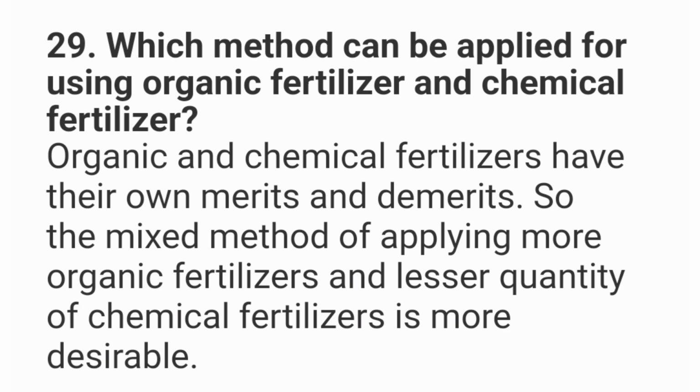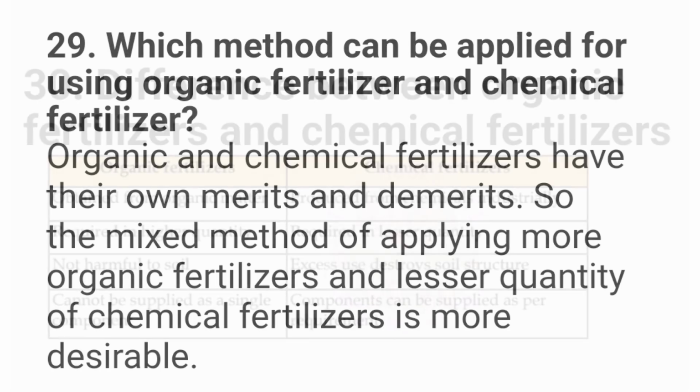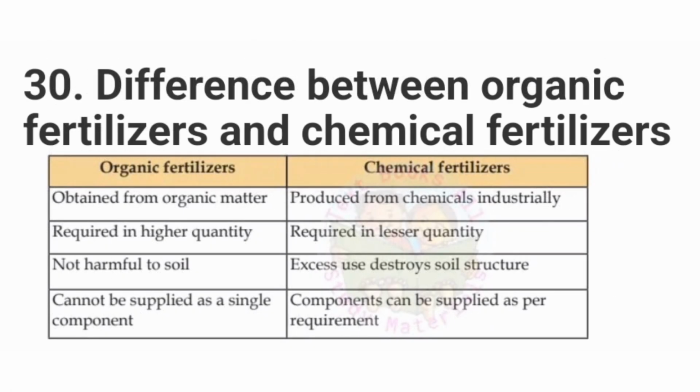Question number 29. Which method can be applied for using organic fertilizer and chemical fertilizer? Answer. Organic and chemical fertilizers have their own merits and demerits. So the mixture method of applying more organic fertilizers and lesser quantity of chemical fertilizers is more desirable. Question number 30. Difference between organic fertilizers and chemical fertilizers.